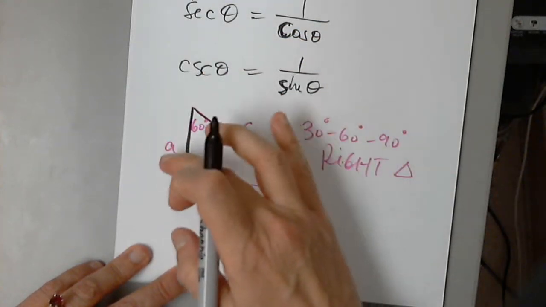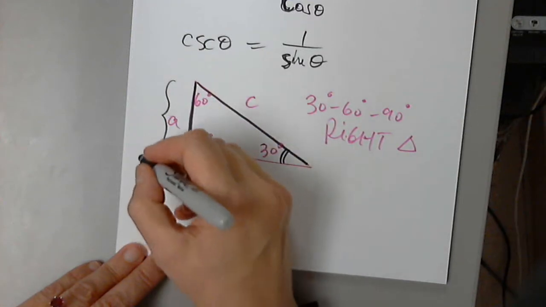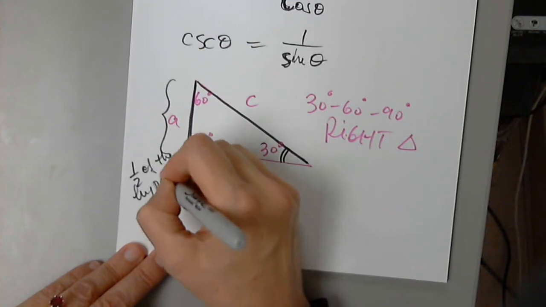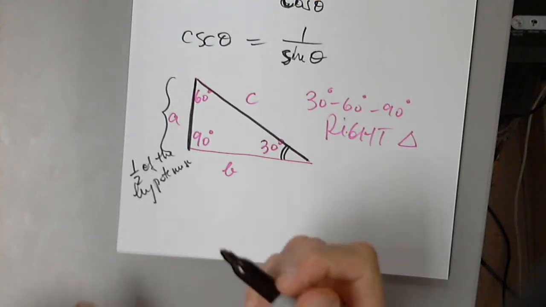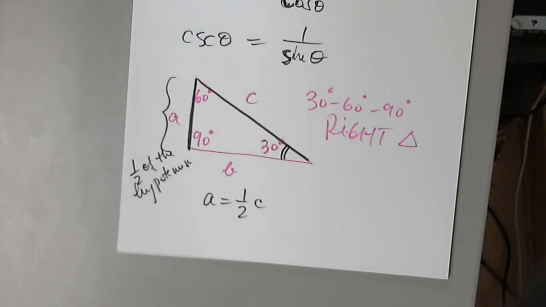Anyone remembers the relationship between these two? It's okay if you don't. This piece must equal 1/2 of the hypotenuse. Only in the 30, 60, 90 degree right triangle. So this piece will equal 1/2 of C at all times. The A equals 1/2 C. Yes, only in the 30, 60, 90 degree right triangle.